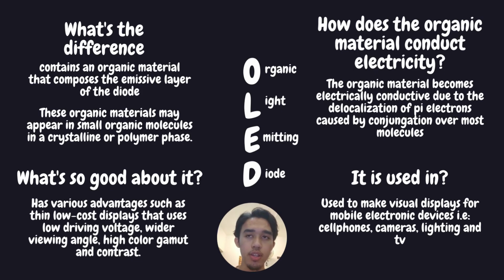What is so good about OLED compared to LED? OLED has various advantages such as thin, low-cost displays that use low driving voltage, wider viewing angle, high color gamut, and contrast. How does organic material conduct electricity in OLED? The organic material becomes electrically conductive due to the delocalization of pi electrons caused by conjugation over most molecules. What is OLED used in? It is used to make displays for mobile electronic devices such as digital cameras and smartphones.